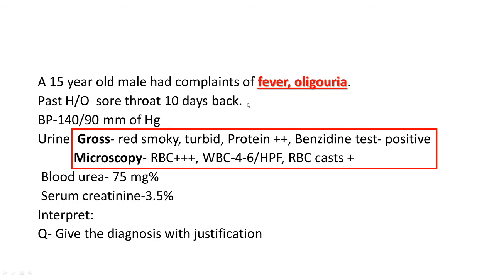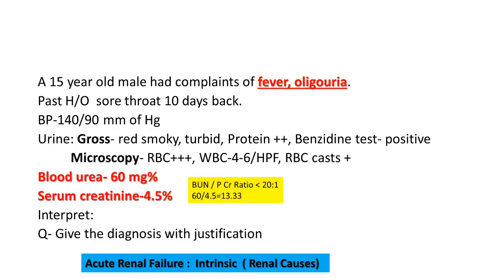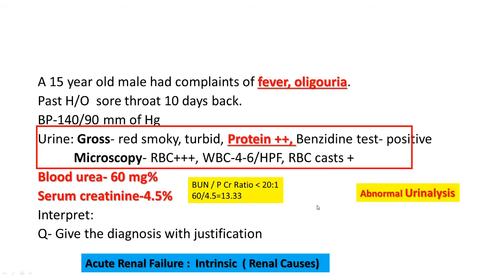As you have seen, clinically the patient has fever and oliguria. Grossly the urine is red smoky, so there is abnormal urine analysis. And blood urea and serum creatinine are definitely raised. So you look at the ratio. The normal ratio is less than 20:1, and when you divide 60 by 4.5, you get 13.33. Sorry for the typographical mistake, it is 60 milligram and 4.5, it is 13.33. Since the ratio is less than 20:1, it is acute renal failure due to intrinsic renal causes, and there is abnormal urine analysis.